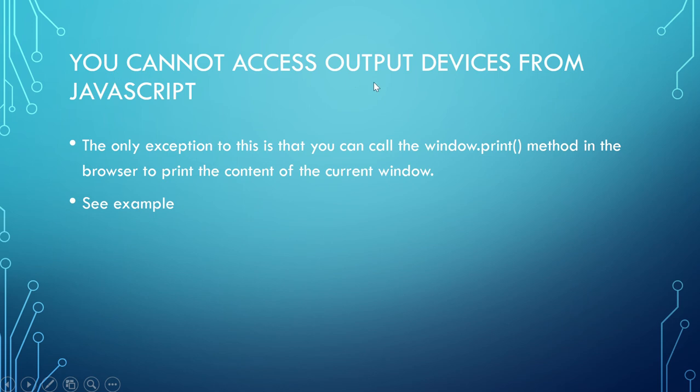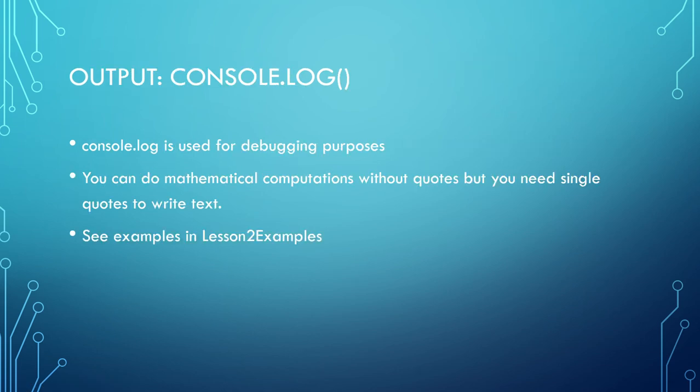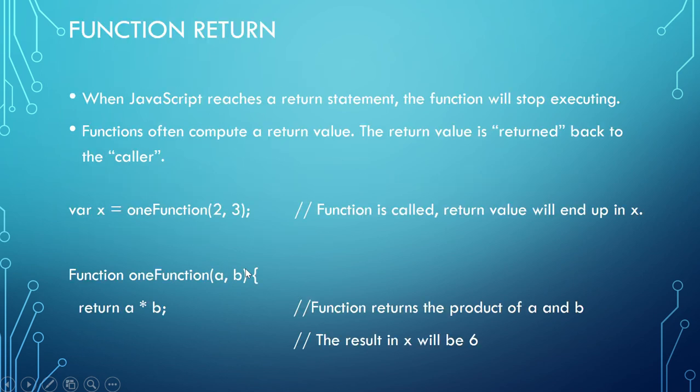In JavaScript, you cannot access output devices from JavaScript with one exception. You can call the window.print method, which is like hitting Command P on your computer. It's going to print the page for you. And then you can use the console.log output for debugging purposes usually. You can do mathematical computations in there again, but you need quotes for text. And we're going to look at our examples here.